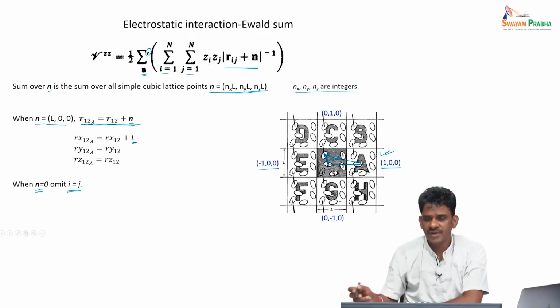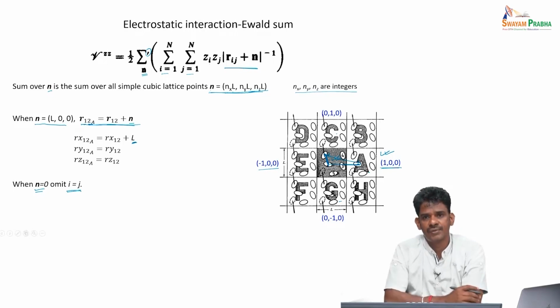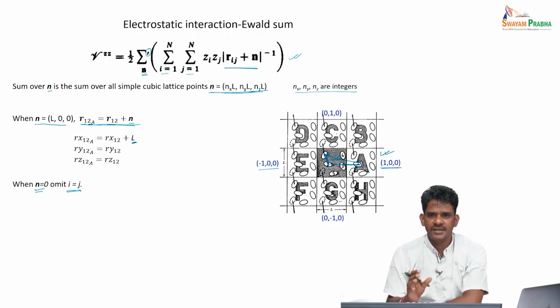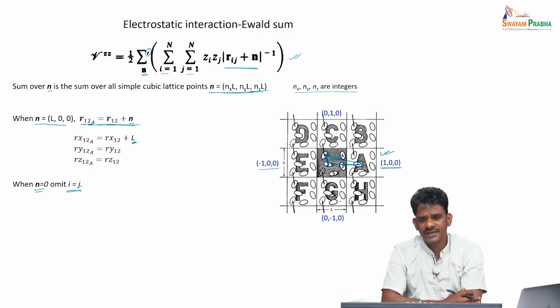But as far as the neighboring boxes are concerned, you are allowed to use i equal to j when n is not equal to 0. So, that is the meaning of this particular Ewald sum, which is basically a lattice based sum, because we are actually taking the central simulation box and then looking at periodic images of the neighboring lattices and summing over all the neighbors in all these images.